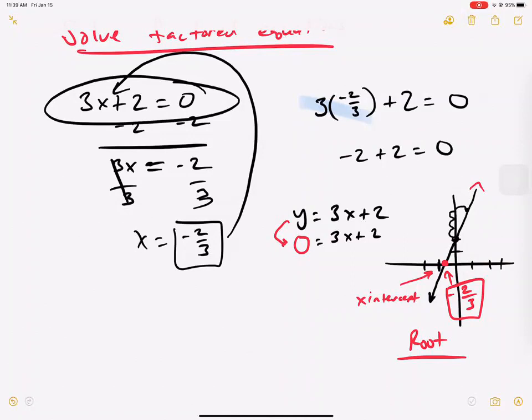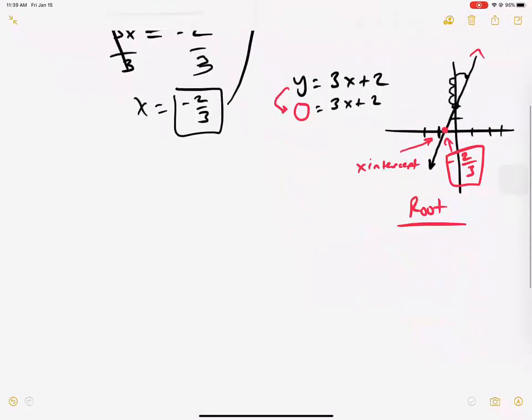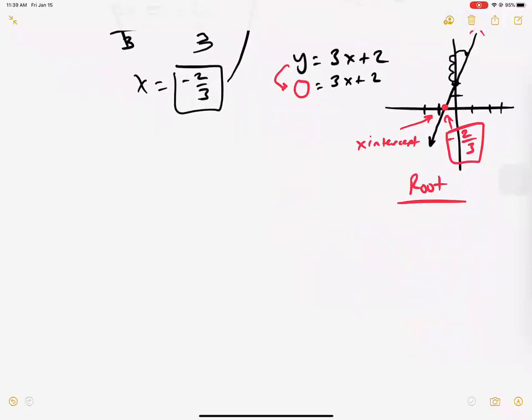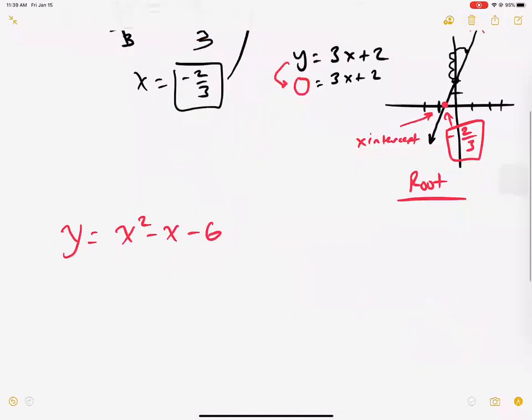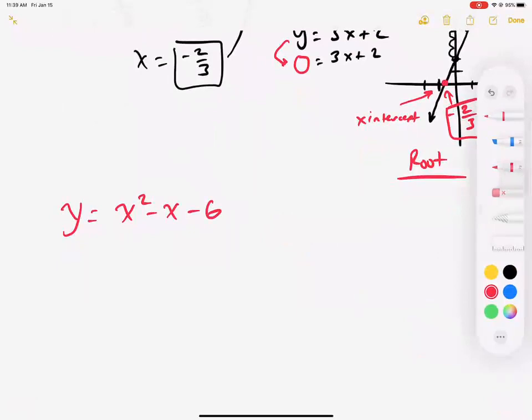Now, there's a cool thing about this: 0 is super easy to solve for. We just made it equal to 0 and used some skills from Algebra 1. Now, let's kick this up a notch and see if this helps us graph something a little harder. Let's graph a parabola. If I say y is equal to x squared minus x minus 6, we have a skill of factoring, so let's go ahead and factor this problem.